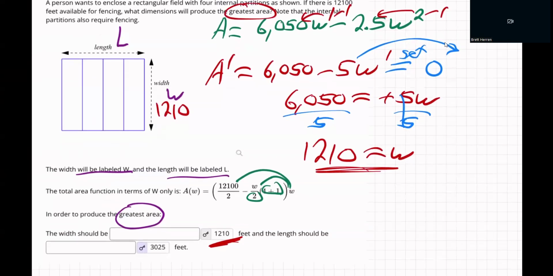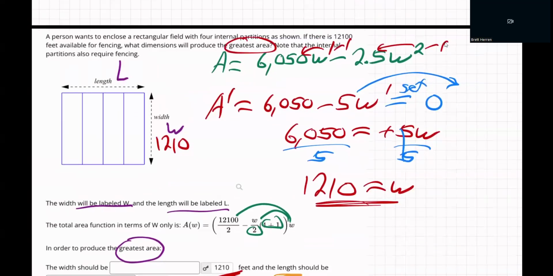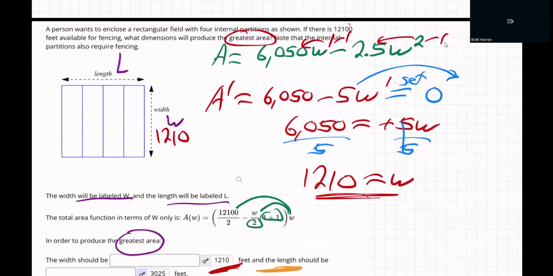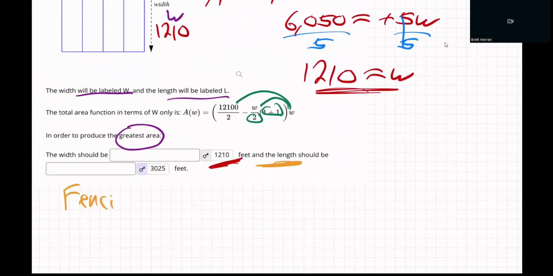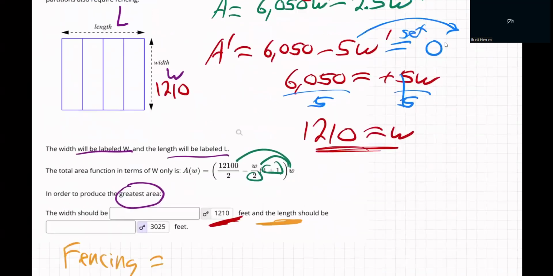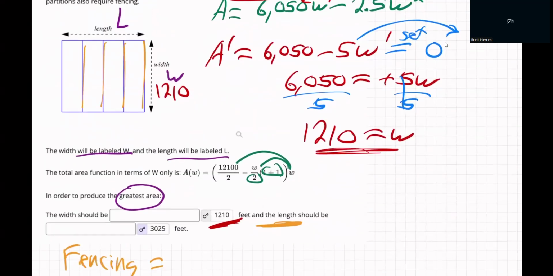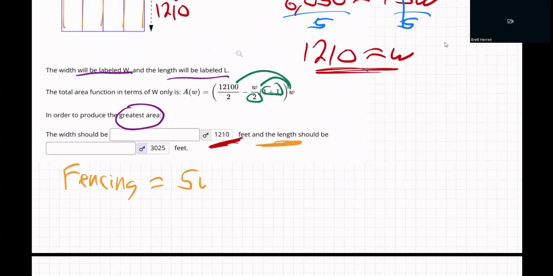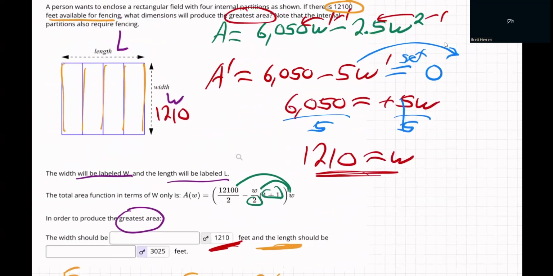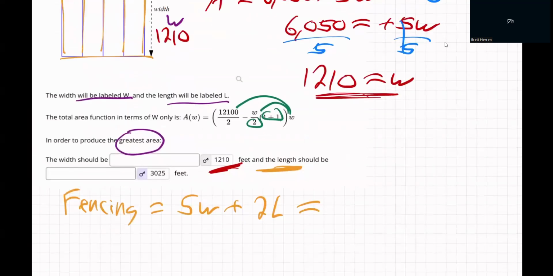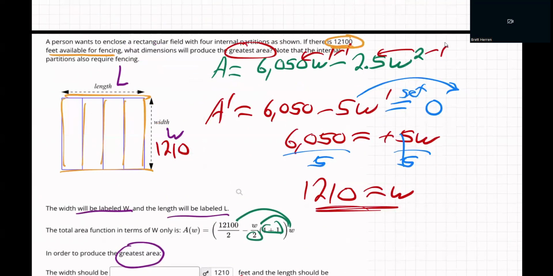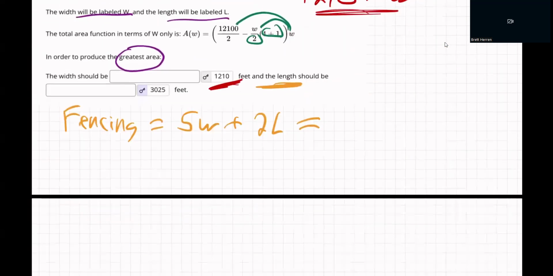And then final question, what's the length? What should the length be? How are we going to find that? Like, what are we going to do to find the length? Well, we can use the 12,100 feet of fencing, right? How do you do the fencing? Well, it's a width, two, three, four, 5 widths plus 2 lengths, right? The length and the length. That's all the fencing. 5 widths and 2 lengths. And that has to equal, what did they say? How many feet of fencing? 12,100 feet available for fencing. 12,100.